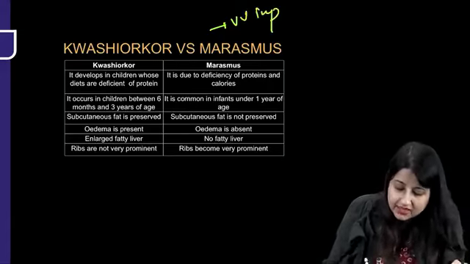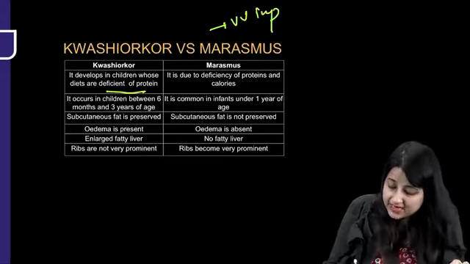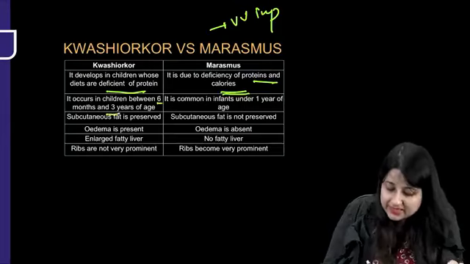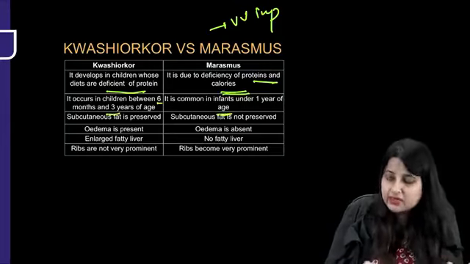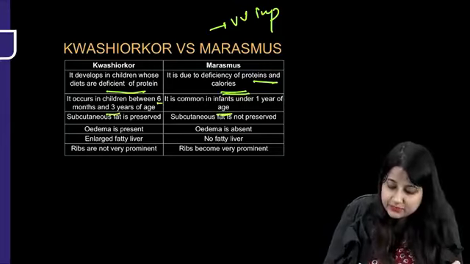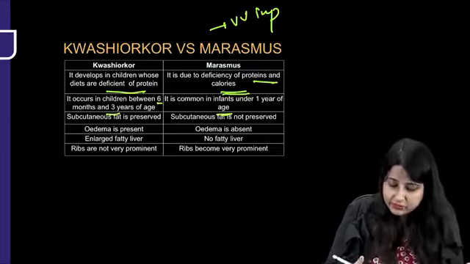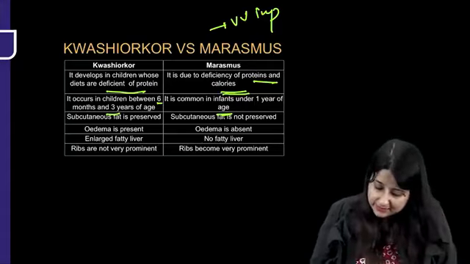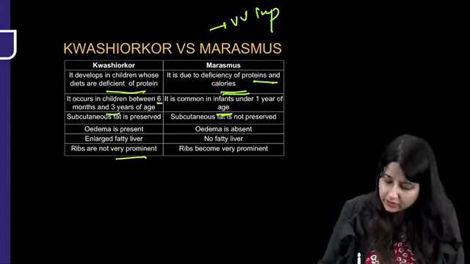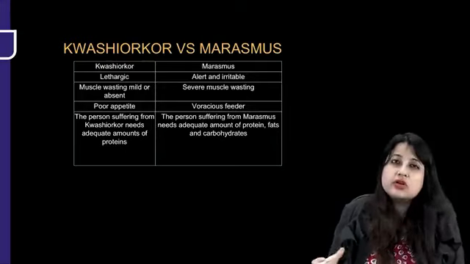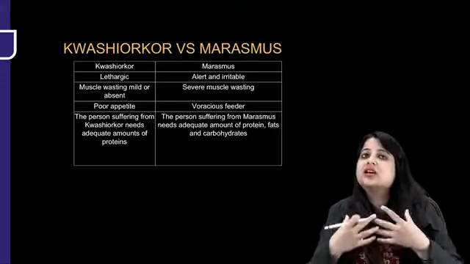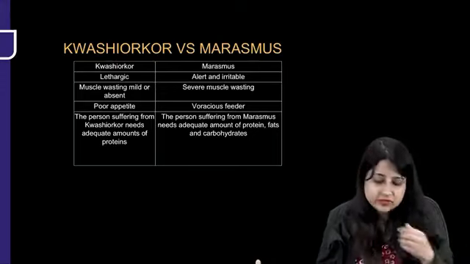Kwashiorkor develops in children whose diets are deficient in protein. Marasmus, both proteins and calories. Kwashiorkor occurs in children between 6 months and 3 years. Marasmus is under 1 year of age. In Kwashiorkor subcutaneous fat is preserved; in marasmus it is not preserved. Like you can see, there's a protruding belly. Edema is present in Kwashiorkor, and liver enlargement occurs. In marasmus edema is absent. Ribs are not very prominent in Kwashiorkor, they become prominent in marasmus. Look at the Kwashiorkor baby, it appears all fat, but it's not actually that. It's the enlarged liver and all that which is responsible for it.